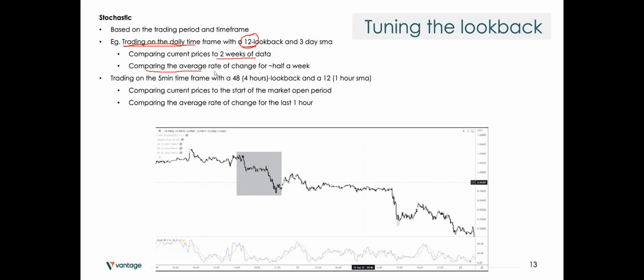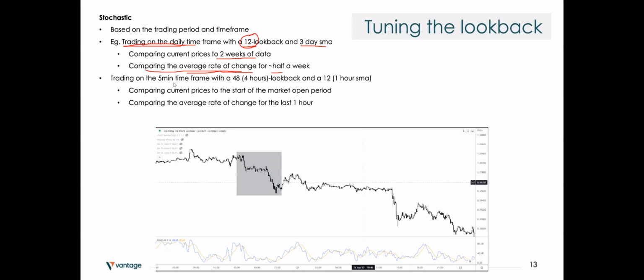So we are comparing the average rate of change for half a week if we are using a 3-day SMA. In a particular week on a daily time frame, there will be 5 candles. So using a 3-day SMA, we are looking at the average rate of change. The stochastic value is the rate of change. The second signal line, which is the orange line, would be the average rate of change. By doing that, we can get a signal comparing what happened within the last 2 weeks versus what happened in the previous half of this week.